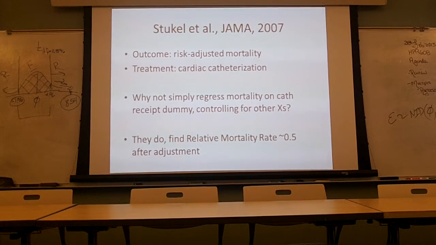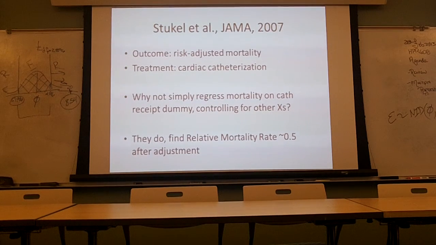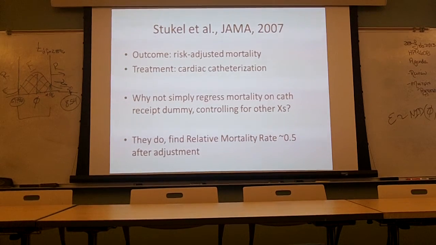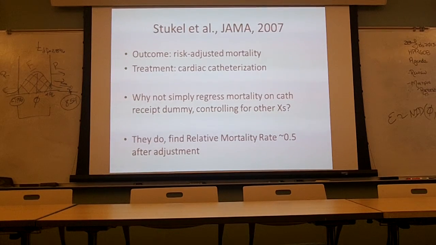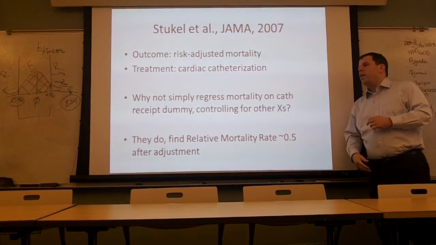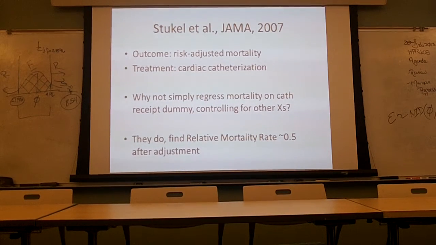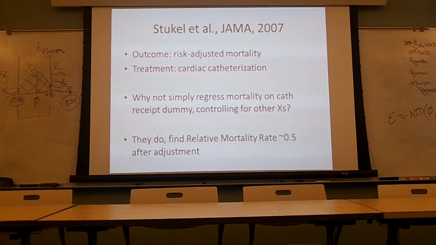controlling for other comorbidities. So they do that in 3 different ways, at least. They do multivariate regression adjustment, they do propensity score as a control, and then they also do propensity score matching as well, and come up with another version. All these find a relative mortality rate of around 0.5. So cath post-MI is associated with a 50% reduction in mortality. I think it was 30 days, I don't remember what the time frame was off the top of my head. But the 3 techniques all agree with each other.